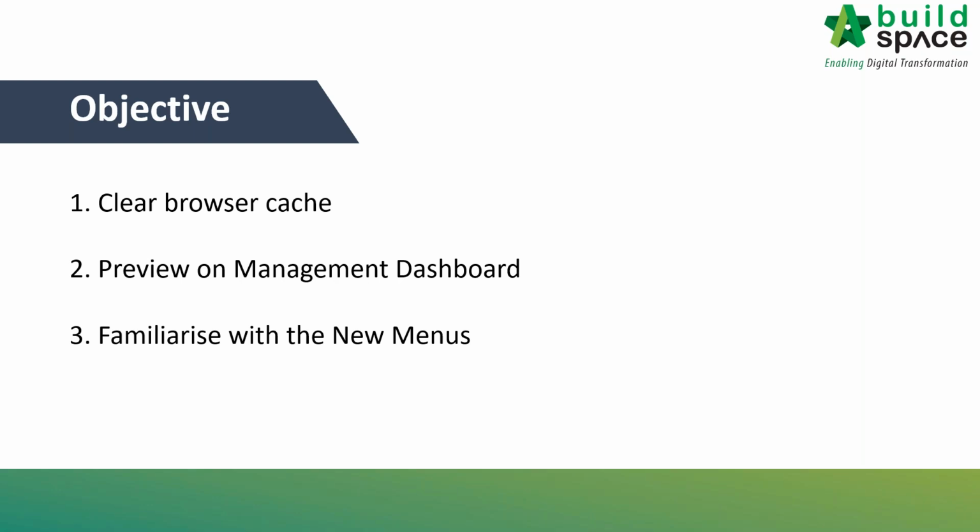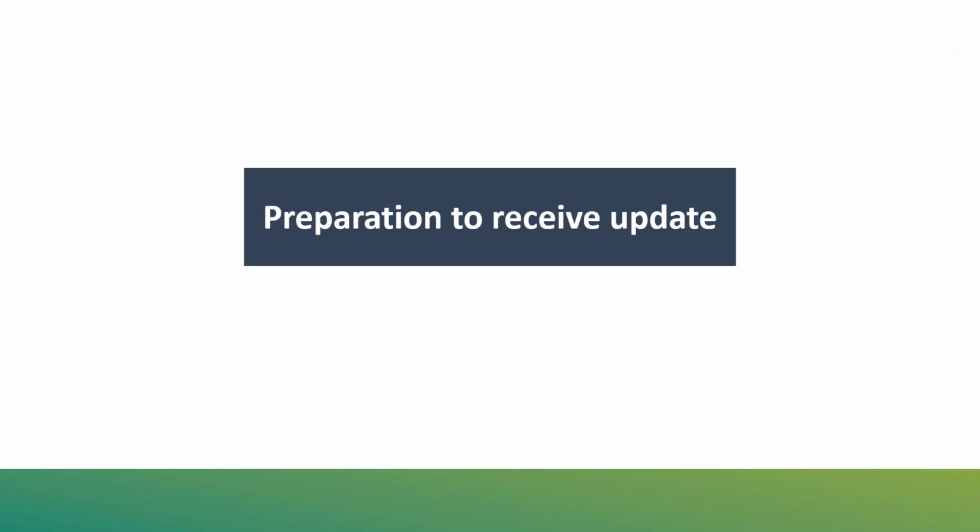So let's begin with the first step, which is to prepare to receive the updates. An email from BuildSpace will be sent out once the updates are ready to be received by the users. The updates are expected to be rolled out by mid of June. So to prepare device for these updates, we are required to conduct an action called cache clearing. So let's begin with the action.